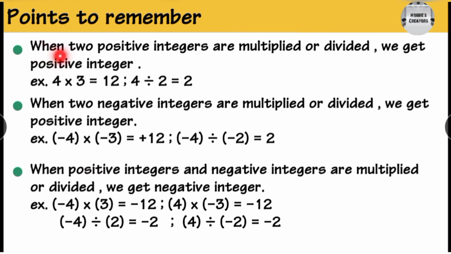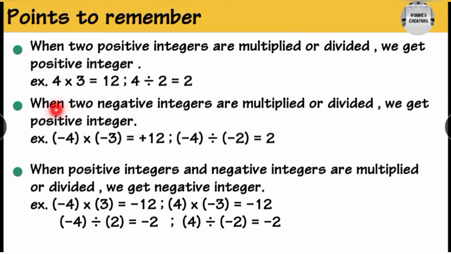When two positive integers are multiplied or divided, we get our answer as a positive integer. See, for example, 4 multiplied by 3. Both are positive. 4 threes is nothing but 12. And we can also divide. Next example, 4 divided by 2. We know that 2 twos are 4. So 4 divided by 2 is nothing but 2. We are getting our answer as positive.